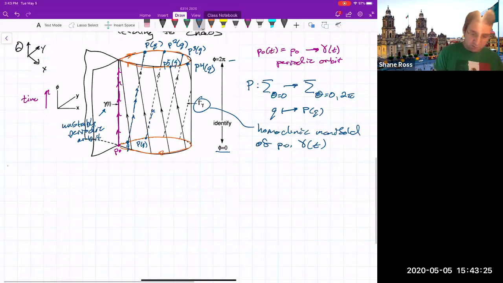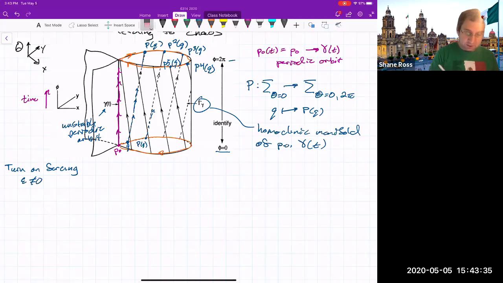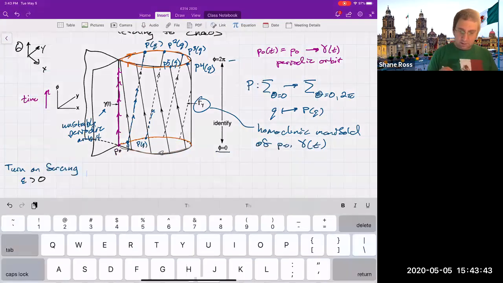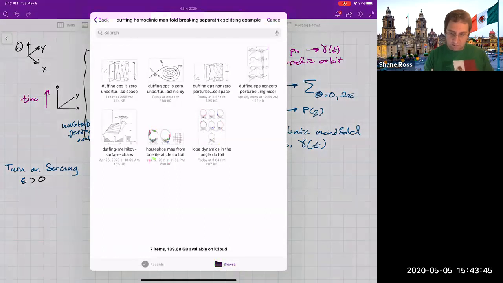So let's turn on forcing. That means epsilon is not 0. If you want, epsilon's small, but greater than 0. And we get another picture, this one.